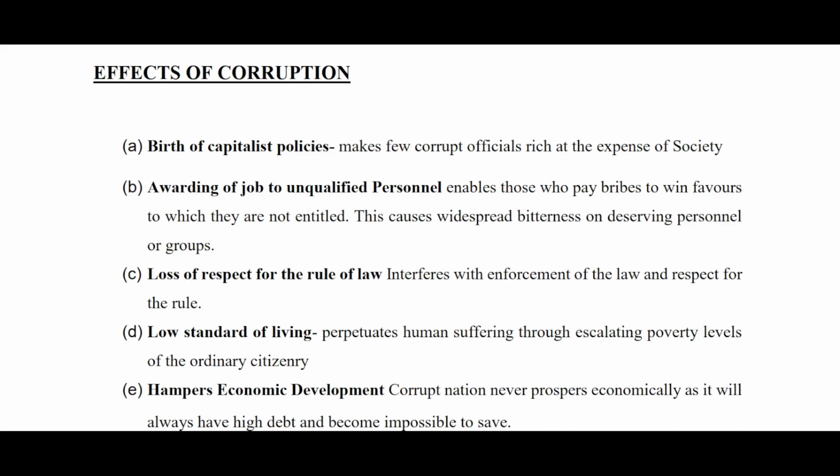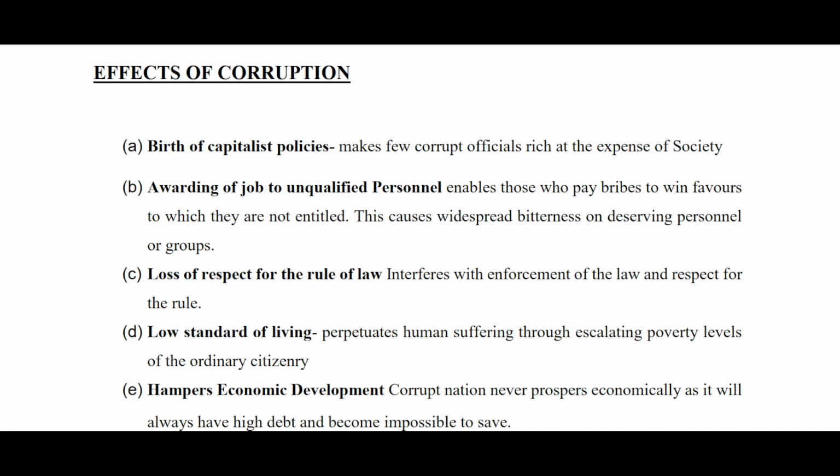One of them is that it's a birth of capitalist policies. What do you mean by it's a birth of? It makes few corrupt officials rich at the expense of society. Those who are involved in corruption mainly get richer than those that are not involved. So it's a birth of capitalist policies.